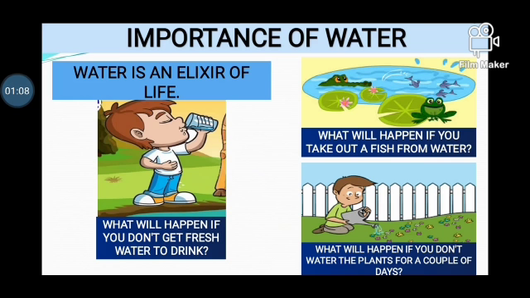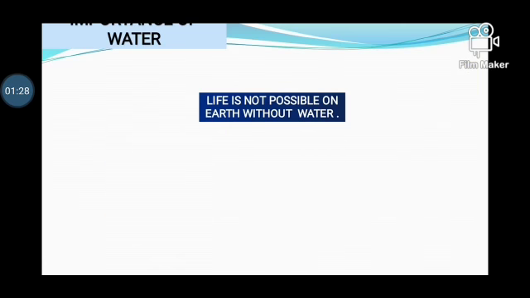So, the importance of water is that water is an elixir of life. What will happen if you don't get fresh water to drink? What will happen if you take a fish out of water? What will happen if you don't water the plants for a couple of days? So life is not possible on earth without water.